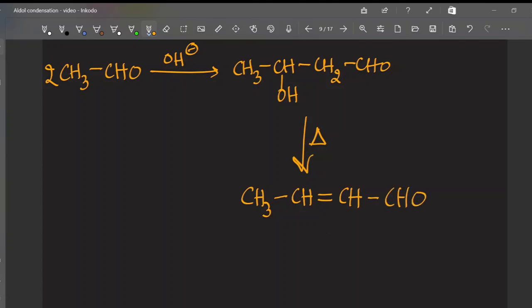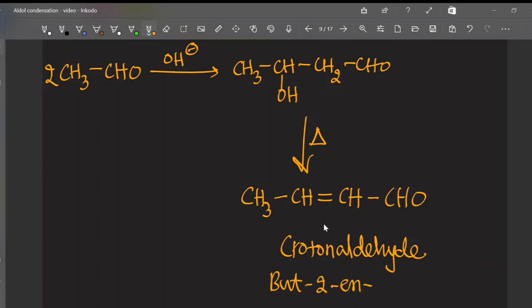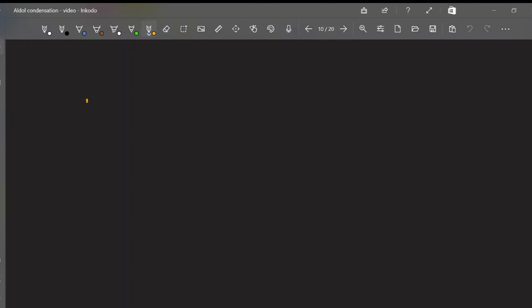Yes, if you look at this, the compound name is actually crotonaldehyde. So it is a very important compound. The common name for this compound is crotonaldehyde. The IUPAC name will become but-2-en-1-al. Very important. Okay, acetaldehyde.